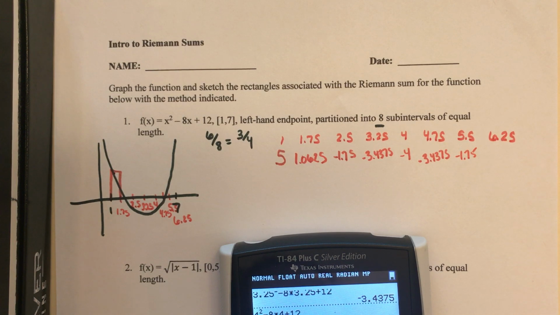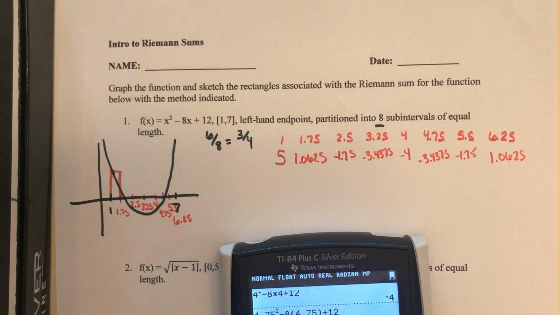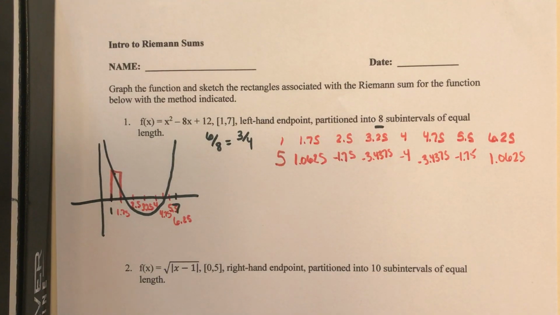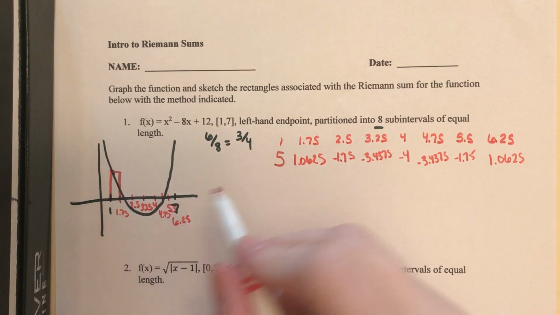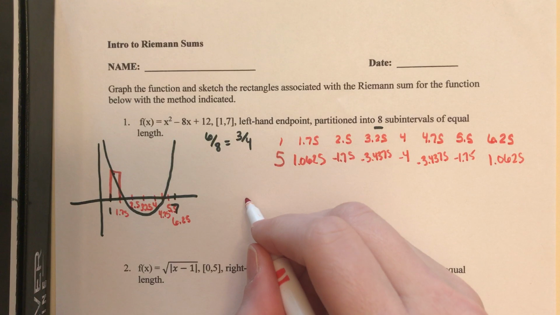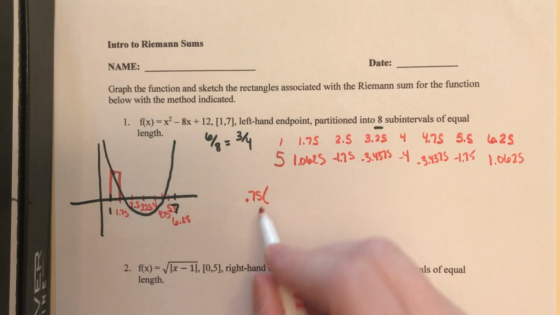Okay, so I'm almost done. So I've got all of my y values. And now I'm going to go ahead and I'm going to estimate the area. So the first rectangle, the base is a distance between 1 and 1.75, so 0.75. The height from the left side is 5.